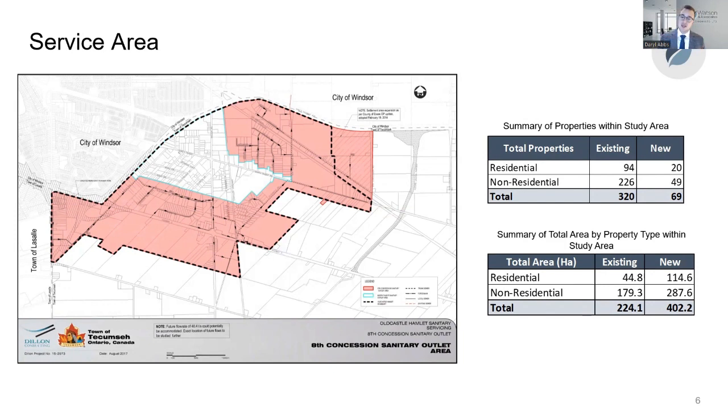When we're looking at the area of these properties, you'll see in hectares, there's about 224.1 hectares of existing properties and 402.2 hectares of new property. You can see that although there are fewer new properties, they are bigger, as these are developing properties that will be subdivided and developed upon.